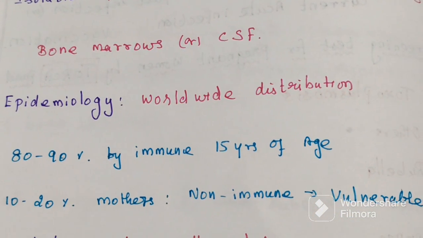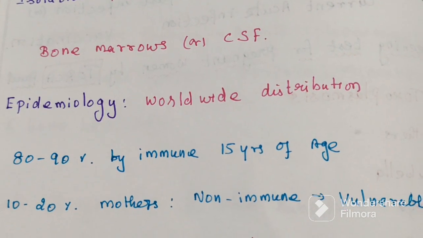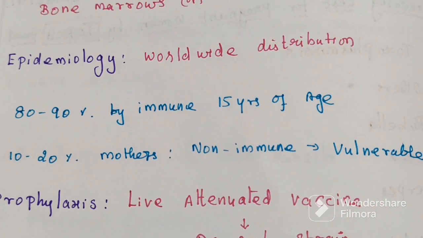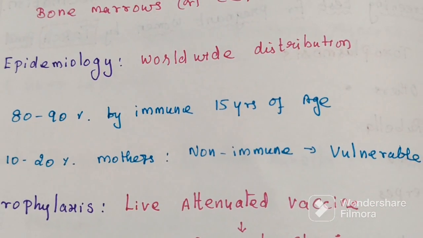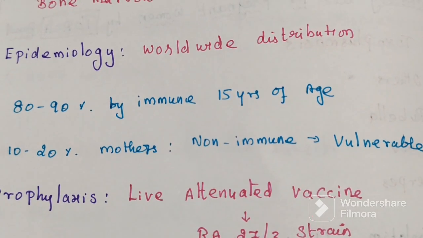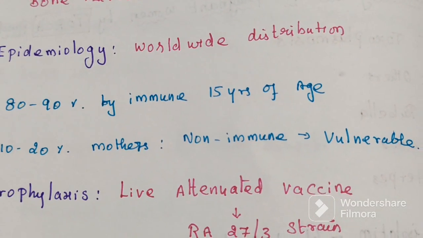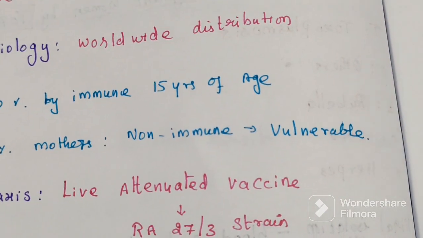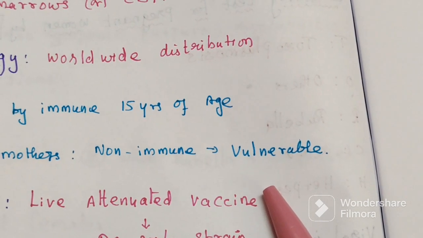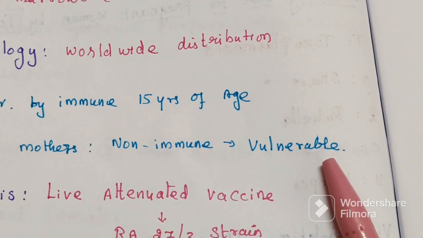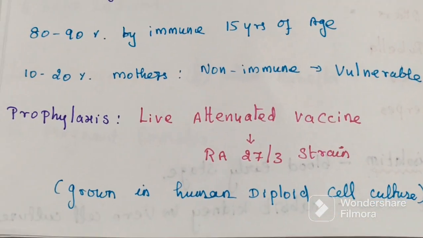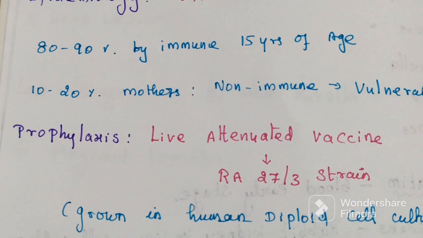Next, epidemiology. Rubella has a worldwide distribution. About 80 to 90 percent of people are immune by 15 years of age. 10 to 20 percent of mothers are non-immune, therefore they are vulnerable to develop rubella.